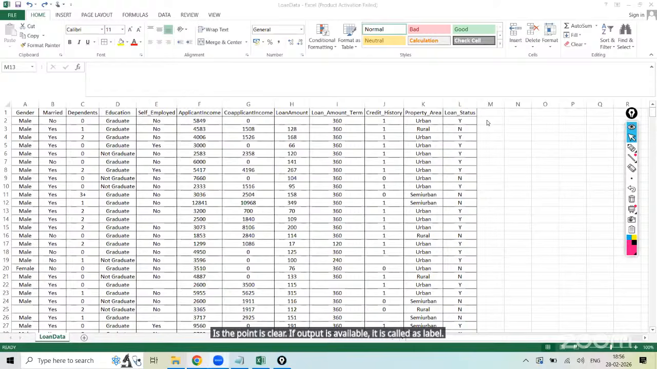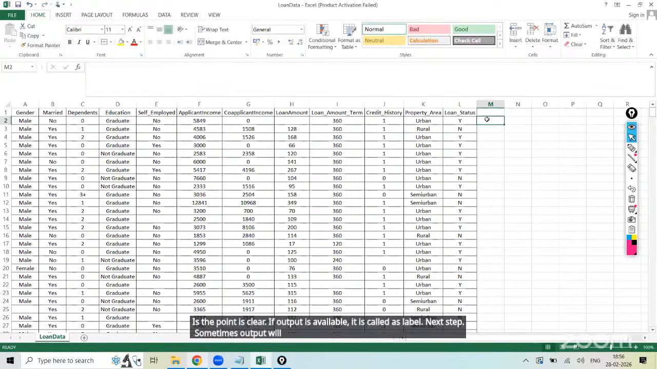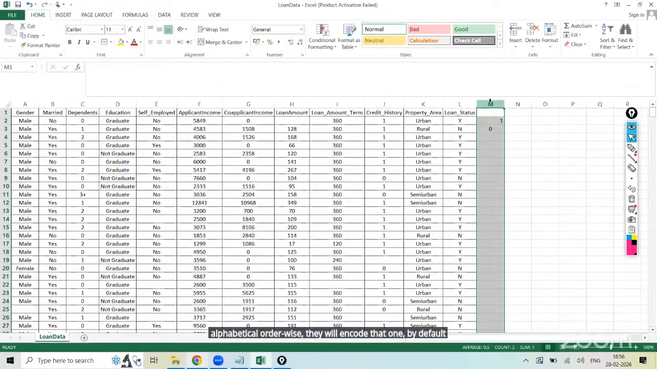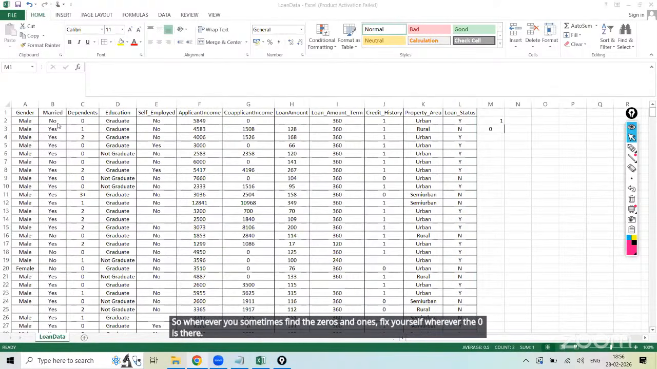Next, sometimes output will be zeros and ones. What is meant by zeros and ones? One means yes, zero means no. That is default encoding. Alphabetical order wise, they will encode it by default. So whenever you find zeros and ones, figure out where the zero is. For example, whether the person has got married, yes or no.